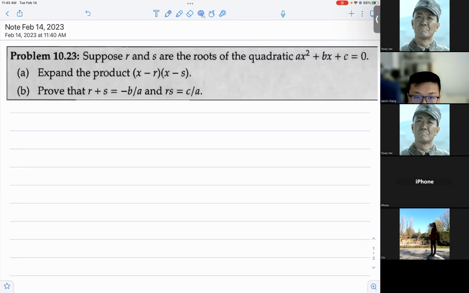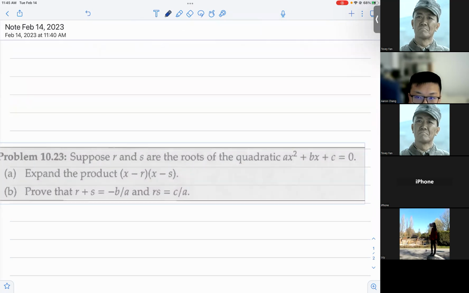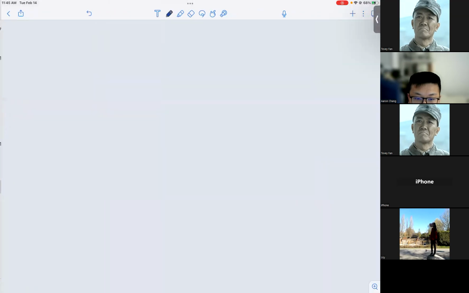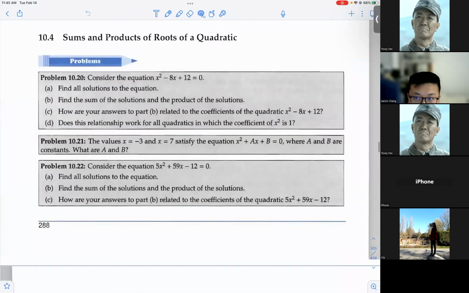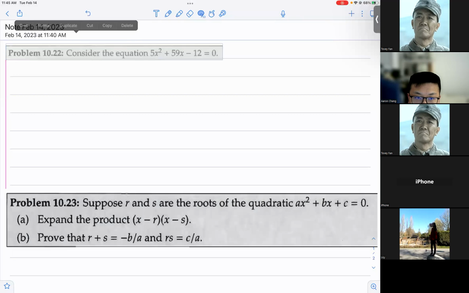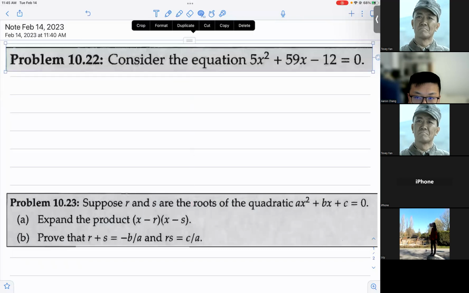So how do we prove this thing? Maybe I'm gonna do an example first. Before we do this, we'll do an example with numbers, and then we do letters, okay? Maybe let's do this. Just do a harder one, okay? So consider this equation, 5x squared plus 59x minus 12 equals 0, okay?